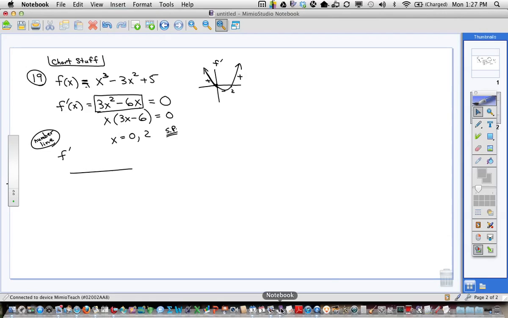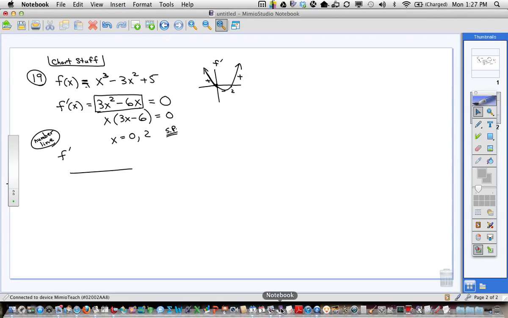Now, over the next couple of days, I've already had some people from Second Block come in at lunch and ask about this. Why did you do a number line? Why am I doing a number line? Because I want this information. The question's asking me where f is increasing, where it's decreasing, where it's local max, local min. I need to know when f prime is positive or negative or 0. A number line will give me that information, just like a graph gave me that information.